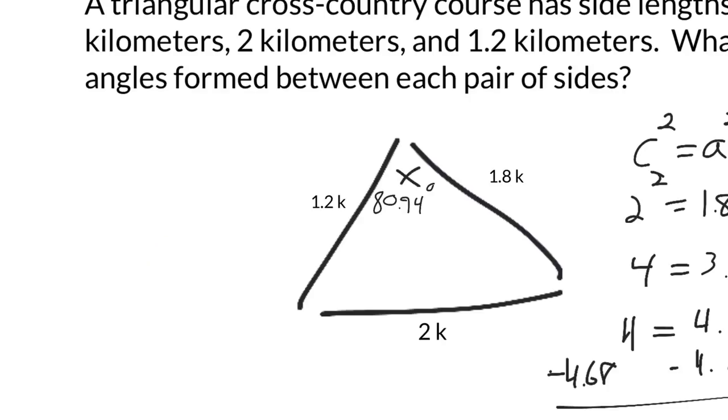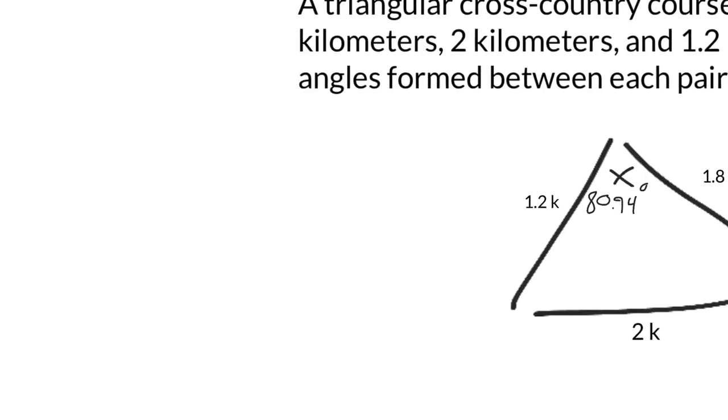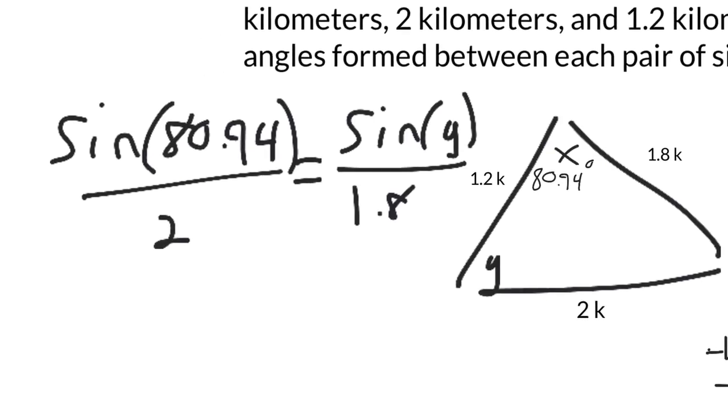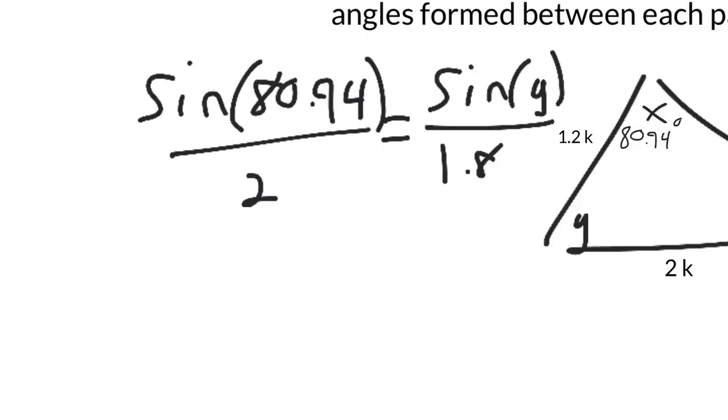Now that you have a complete pair, you can use the easier law of sines. This is what it looks like when it's set up, because you say sine of an angle divided by its corresponding side equals sine of a different angle divided by its corresponding side. And then you've got a nice ratio to solve. You can start off by taking sine of 80.94 in a calculator.